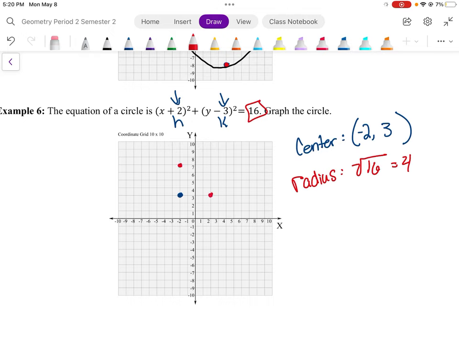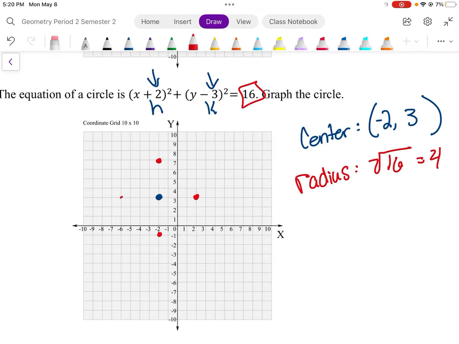Remember, when you plot the points, you have to plot 4 of them, one going in each direction. And then once you have that, you're going to draw your circle.